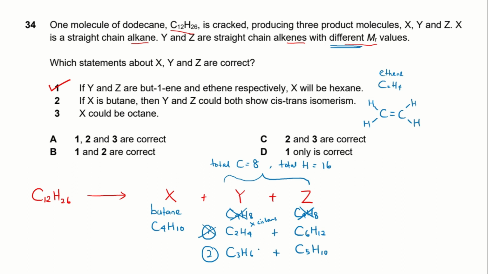We can move on to the second set. If Y is propene, the carbon on the left is bonded to two hydrogen atoms, same type of atoms. So again, propene will not show cis-trans isomerism. So the conclusion is, if X is butane, at least one of Y and Z could not show cis-trans isomerism. So statement 2 is incorrect.